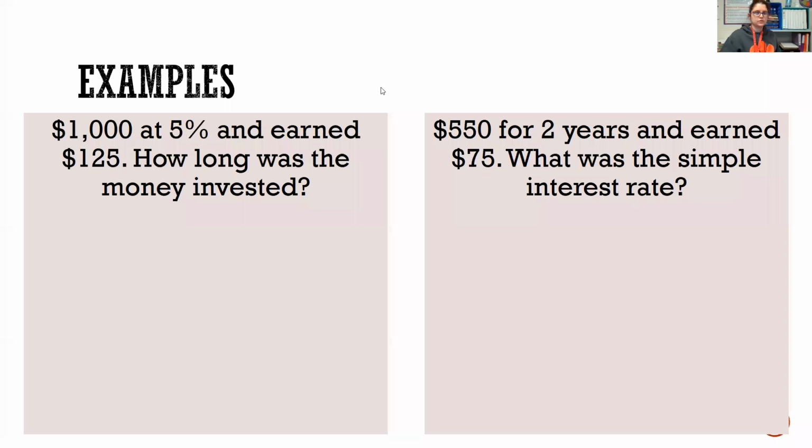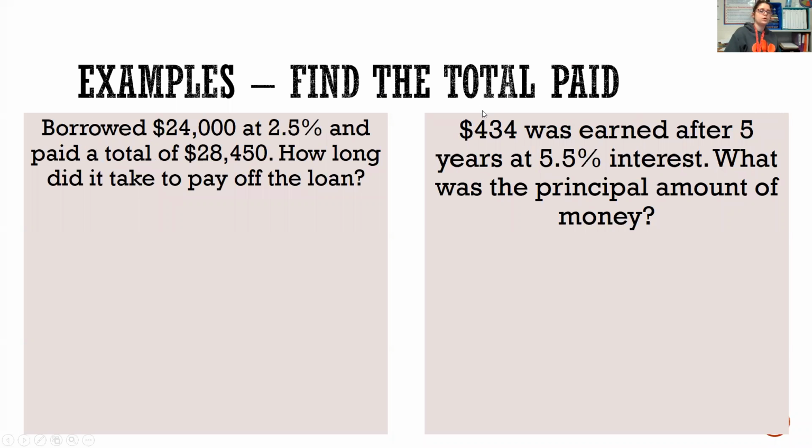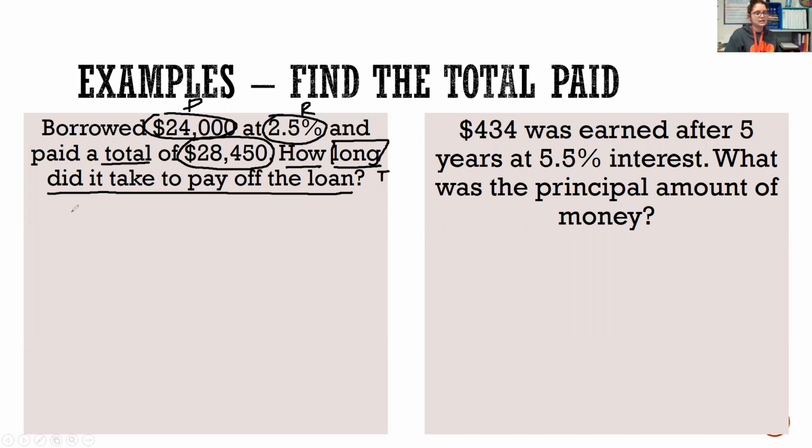Okay, let's go into our next question. You borrowed $24,000 at 2.5% interest. So we borrowed $24,000 at 2.5% interest and paid a total of $28,450. How long, here's my keyword of what I'm looking for, did it take to pay off the loan? Okay, so this one will have an extra step. I know I'm looking for my time. I have my principal, I have my rate, I have my time, which is what I'm looking for. I still need my I, and that's not in here.